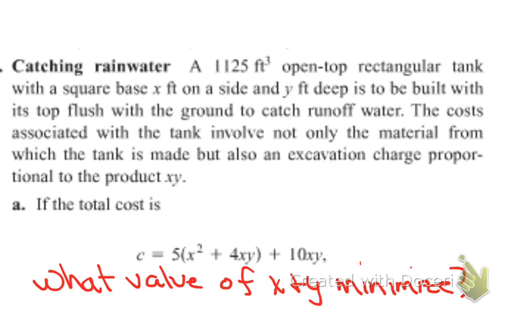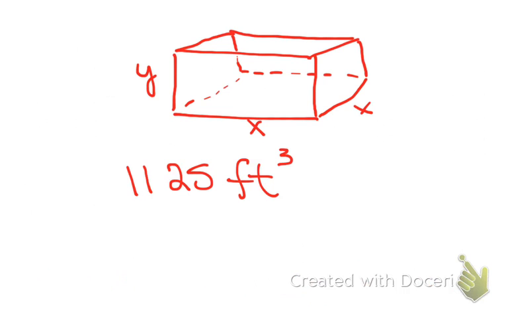We're asked that if the total cost for constructing the tank, of course, is given by C equals 5 times the quantity x squared plus 4xy plus 10xy, what values of x and y will minimize the cost? So this is a classic optimization problem. We have a tank. It has certain dimensions. We're told what the volume of the tank is, specifically 1125 cubic feet. And we're supposed to find the dimensions that will minimize the cost of actually constructing the tank.